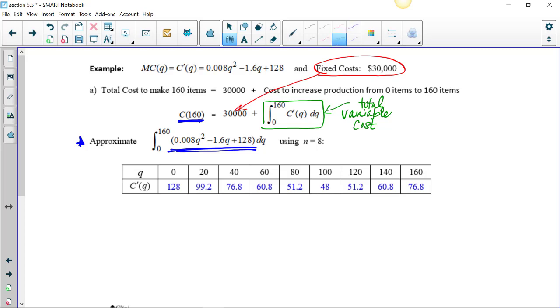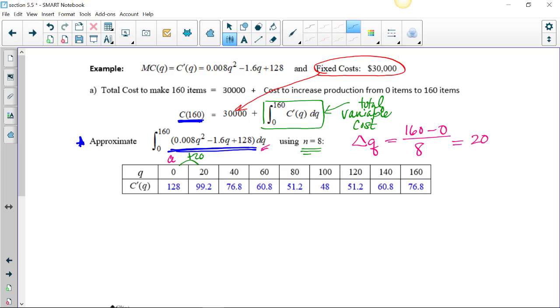So what are we going to do? Someone has to tell us how many rectangles. So if we're going to use 8 rectangles, then what's the width of each rectangle? Whoops, I'm not using X now. My horizontal axis is in Q, or number of items. So delta Q is B minus A, 160 minus 0, divided into 8 equal rectangles. So that's basically 20. So the width of each of our rectangles is 20. So we would start at our first value A and then continue adding 20 to get our Q values, which we've done quite a few times.